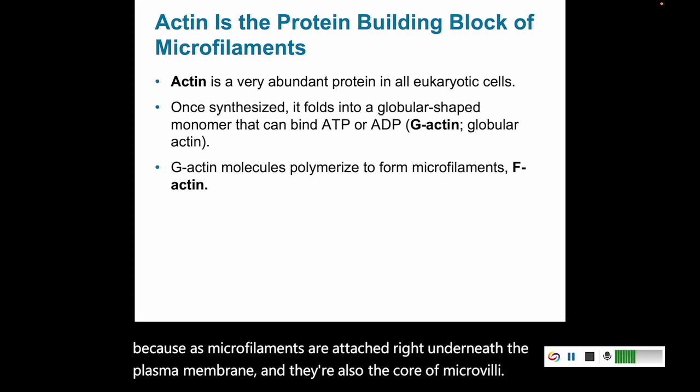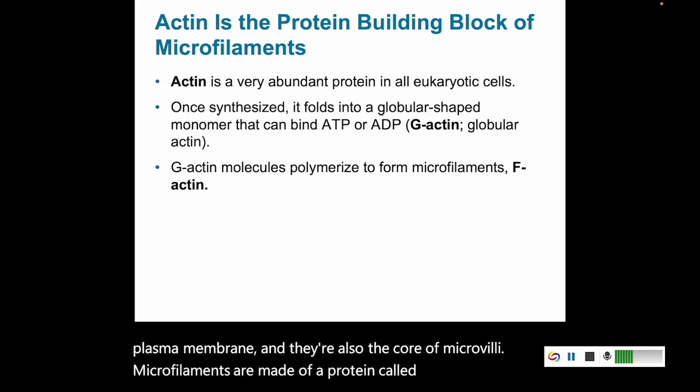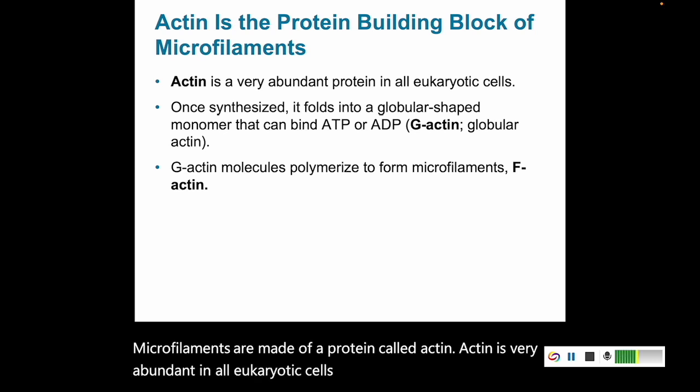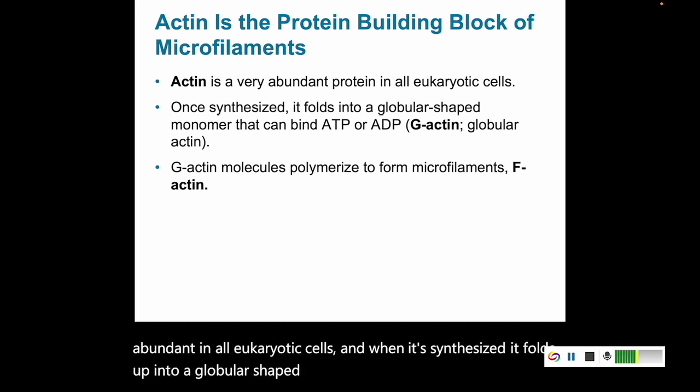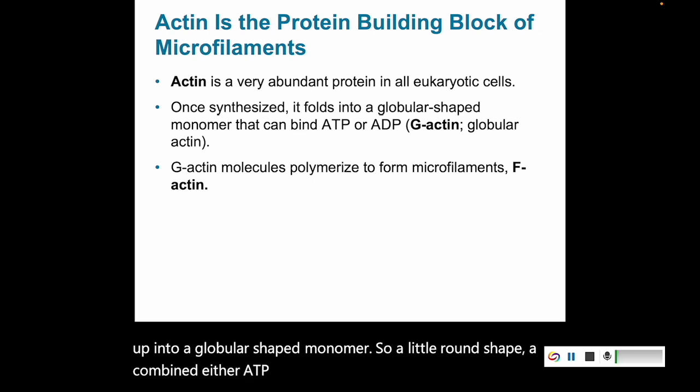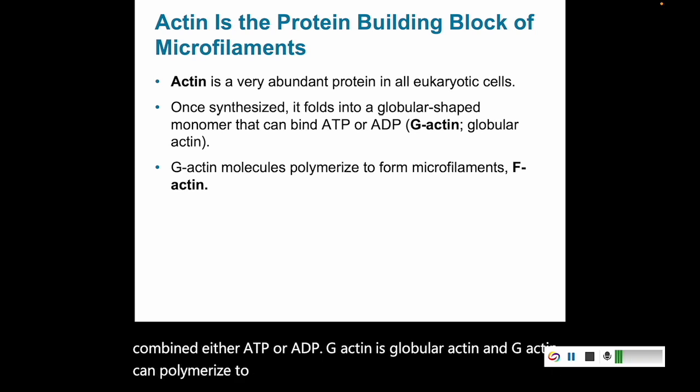Microfilaments are made of a protein called actin. Actin is very abundant in all eukaryotic cells. And when it's synthesized, it folds up into a globular shaped monomer, so a little round shape. It combines with either ATP or ADP. G-actin is globular actin, and G-actin can polymerize to form microfilaments of F-actin.